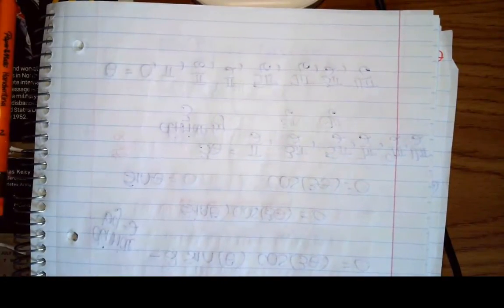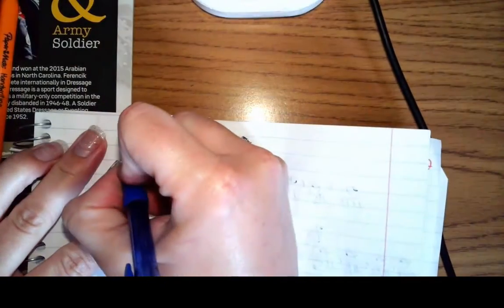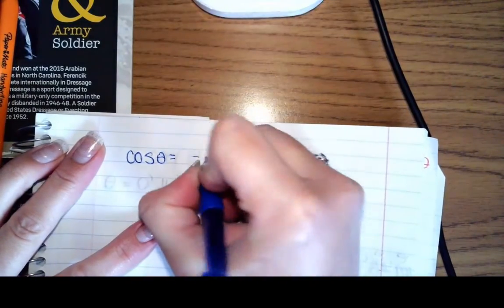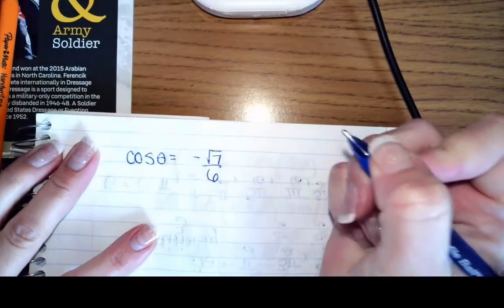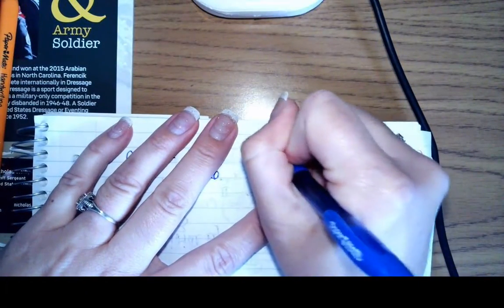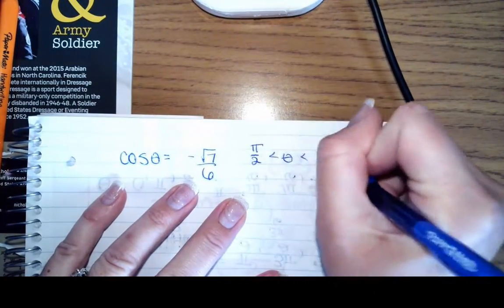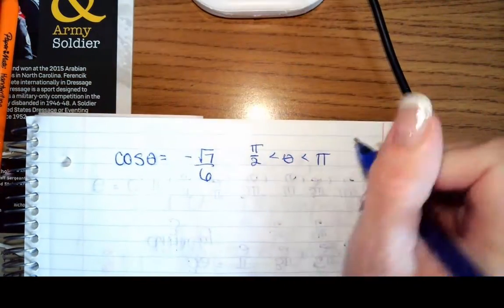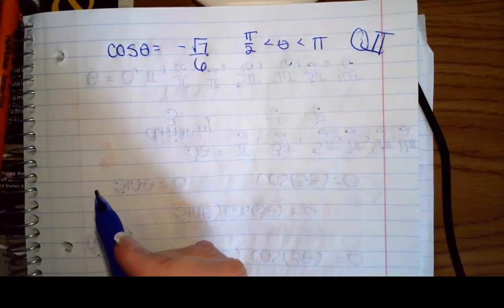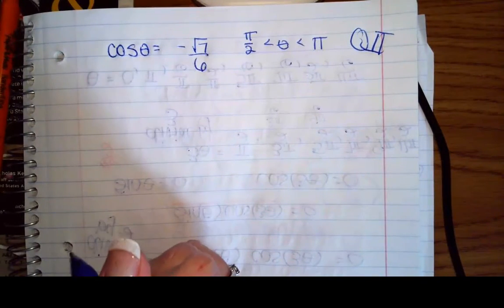Continuing with examples, we've got that cosine theta is negative root 7 over 6, and we are told that we are in quadrant 2. So theta is between pi over 2 and pi. We're in quadrant 2, and we want to find the sine of 2 theta, cosine of 2 theta, sine of half of theta, and cosine of half of theta.